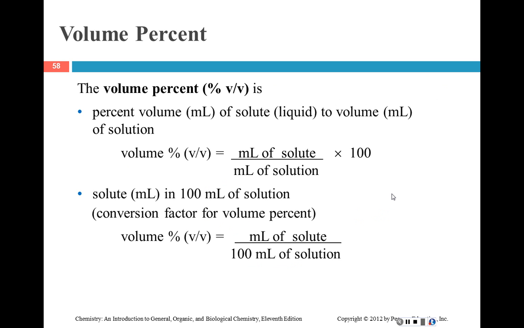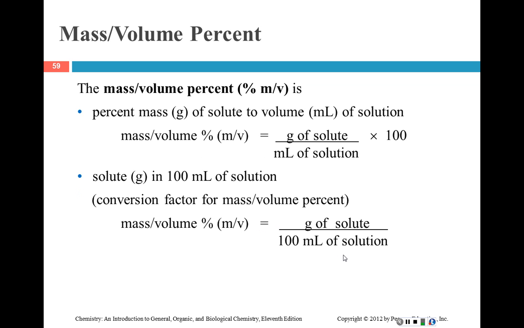The volume percent is just going to be milliliters of solute per milliliter of solution. All right, and usually you're going to see milliliters per 100 milliliters again for a volume percent. The mass volume percent is going to be grams of solute per 100 milliliters of solution. Again, that turns it into a percentage.